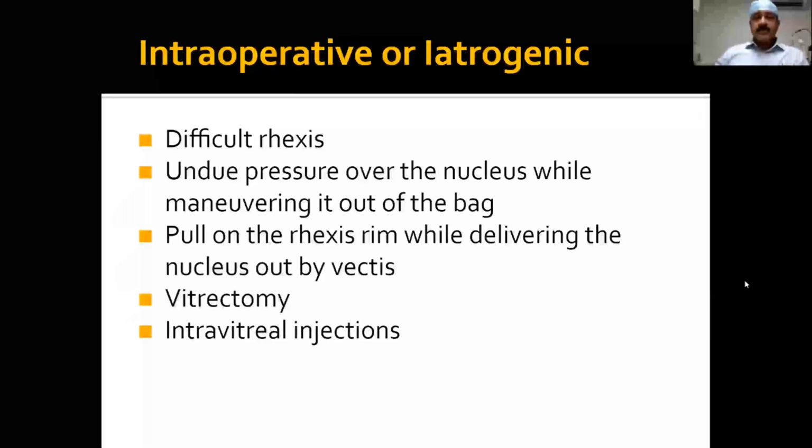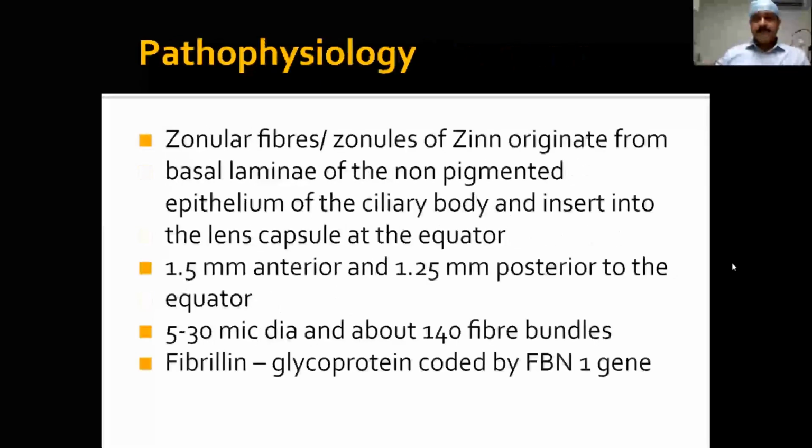Iatrogenic conditions which can cause zonular damage are a difficult rhexis, undue pressure on the nucleus while maneuvering it out of the bag, pull on the rhexis rim while delivering the nucleus, post-vitrectomy cases, and post-intravitreal injections.